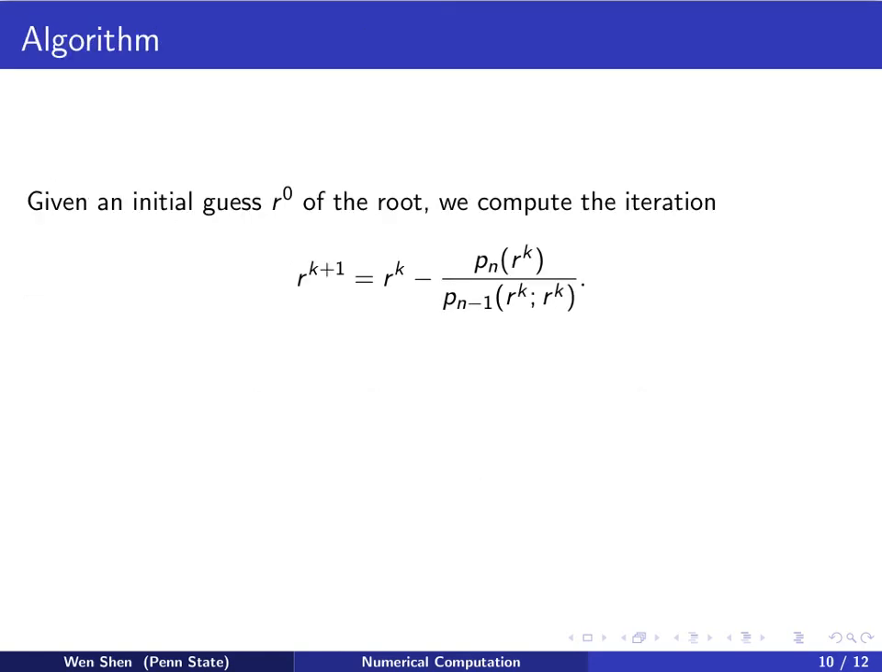So here is the algorithm combining Newton and Horner. Given an initial guess r0 of the root, we compute the following iteration. r_{k+1} equals r_k minus Pn evaluated at r_k over P_{n-1} at r_k.